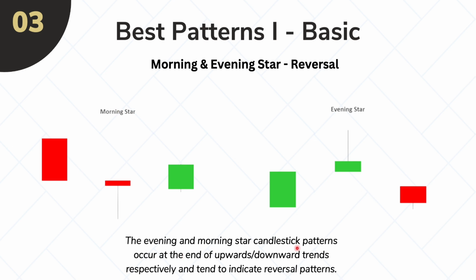The evening and morning star candlestick patterns occur at the end of the upward and downward trends, respectively, and tend to indicate reversal patterns. So again, look at this pattern at an important level, old high or low, or another important level based on the language you are speaking to the market.